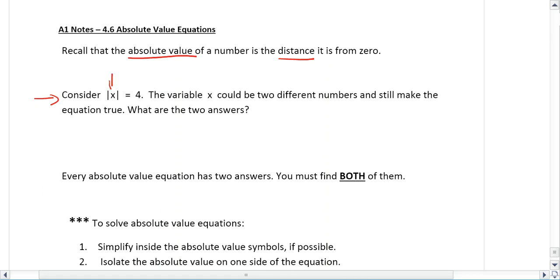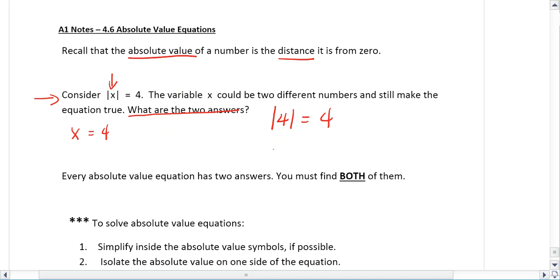If you think about what could go inside here, there are really two numbers that you could put inside this absolute value that would give you an answer of 4. Can you think what the two answers could be? Well, I hope you remembered that the absolute value of positive 4 is 4. So that's one of the answers for this x. X could be 4.